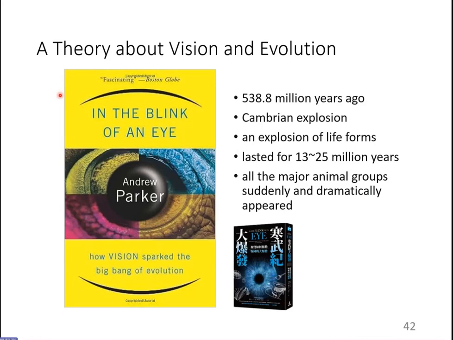So this is a very interesting question, and there are a lot of different theories to explain it. In this book, the author provides a theory. He said that at that period, animals started to have the ability of vision.